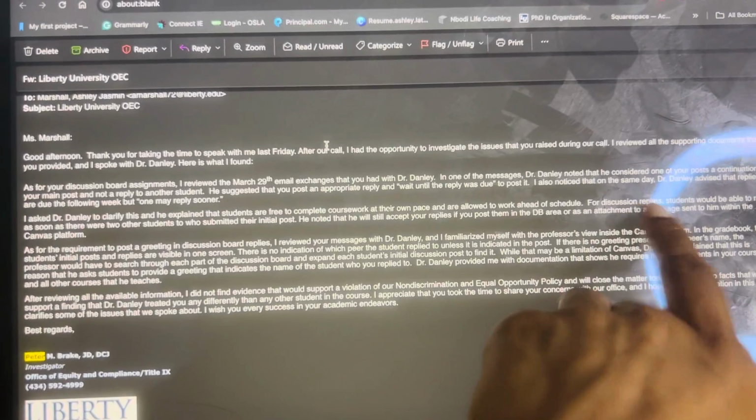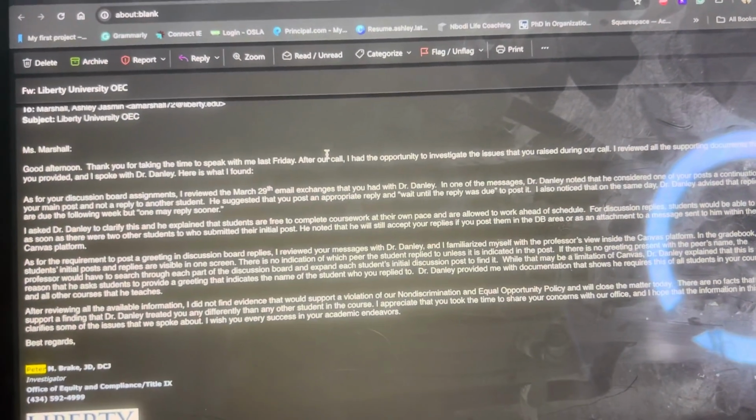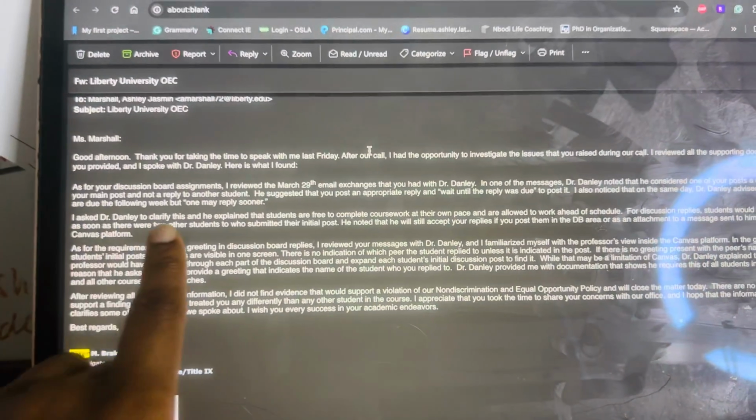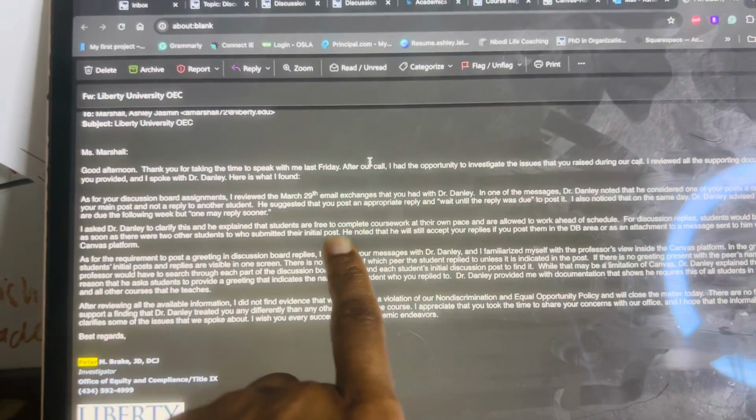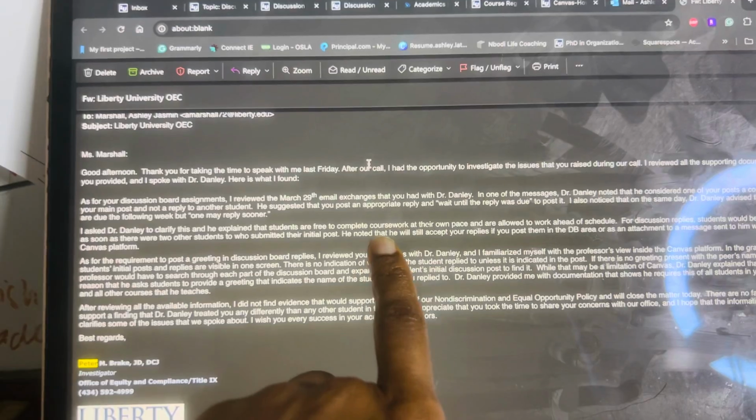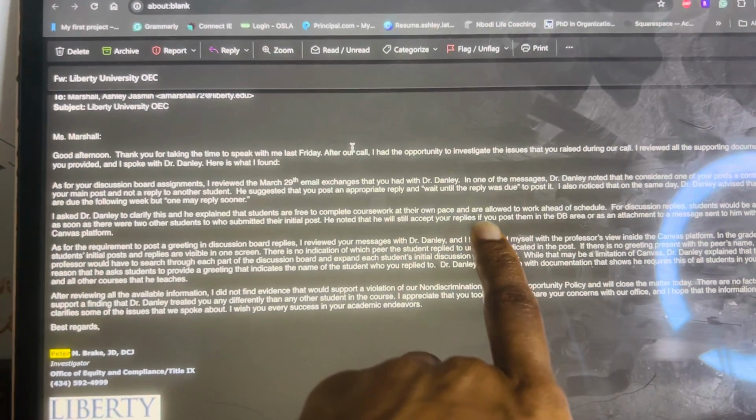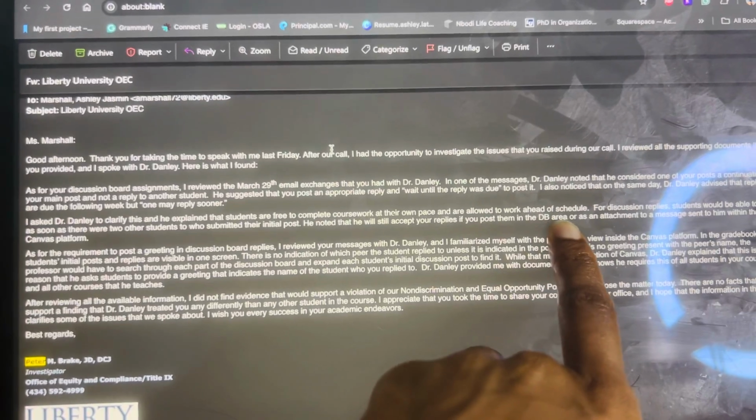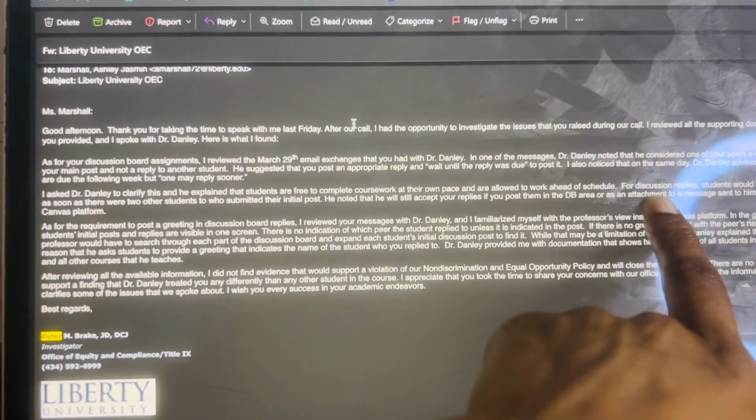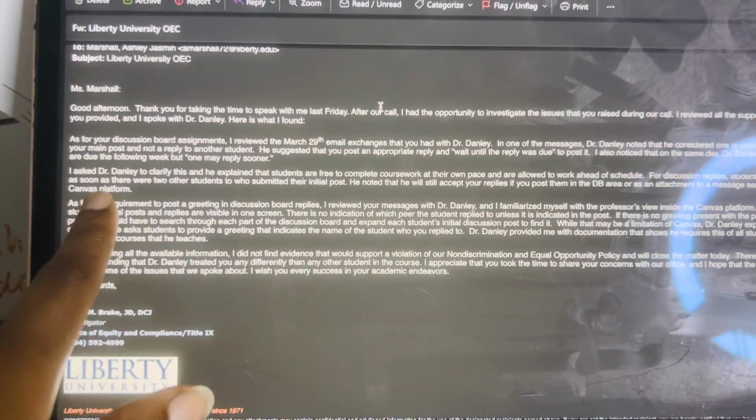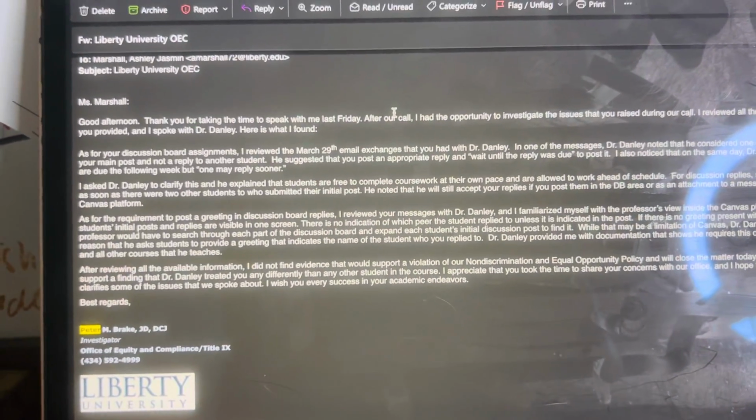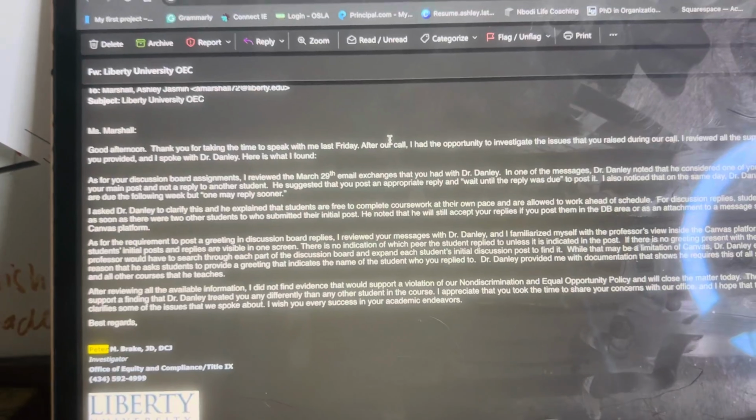For discussion reply, see, so they even proves that I was able to submit it, right? Early. For discussion reply, students would be able to reply as soon as there were 2 or more students who submitted their initial post. He noted that he will accept your replies if you post them in the discussion area, right? Discussion board area, or as an attachment to a message sent to him within the Canvas platform. And I'm going to take you guys there. So you already saw that I did post it in discussion area, right?